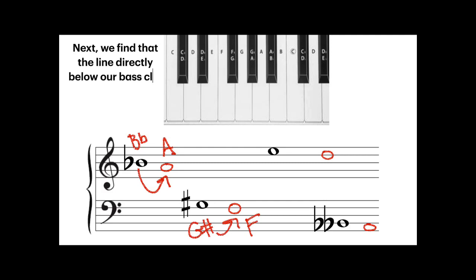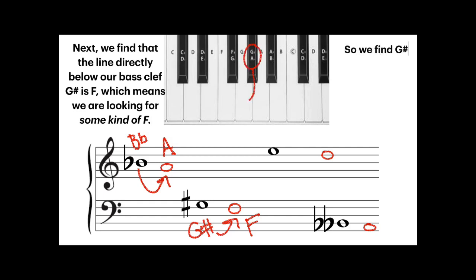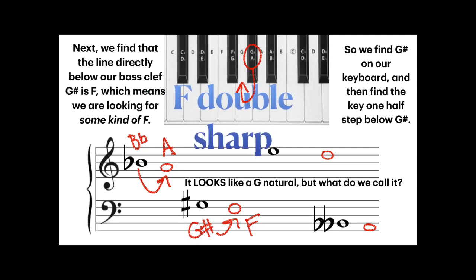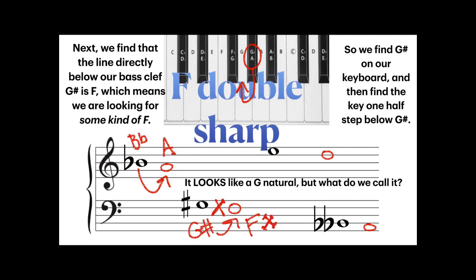Next, we find that the line directly below our bass clef G sharp is F, which means we are looking for some kind of F. To find a diatonic half step below G sharp with the letter name F, we find G sharp on our keyboard and then find the key a half step below G sharp. It looks like a G natural, but what do we call it? Remember, it needs the letter name F. If you said F double sharp, you got it right.